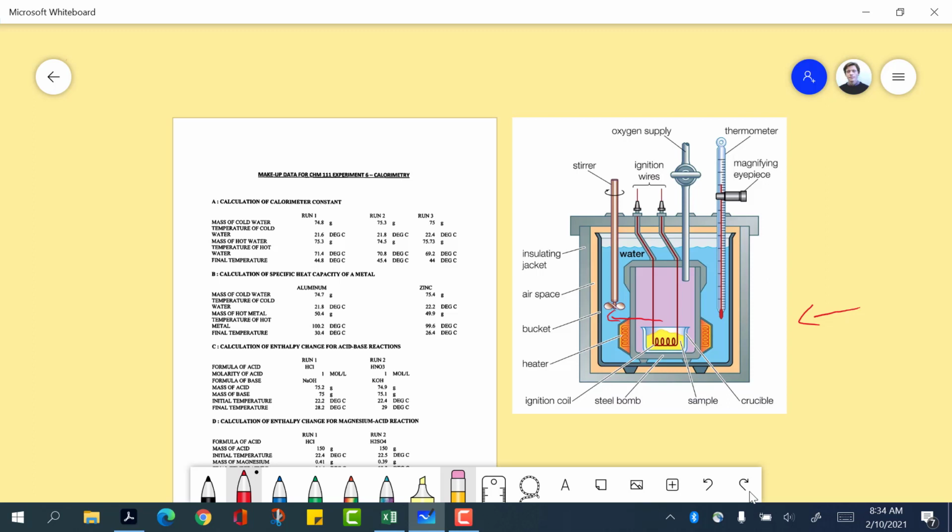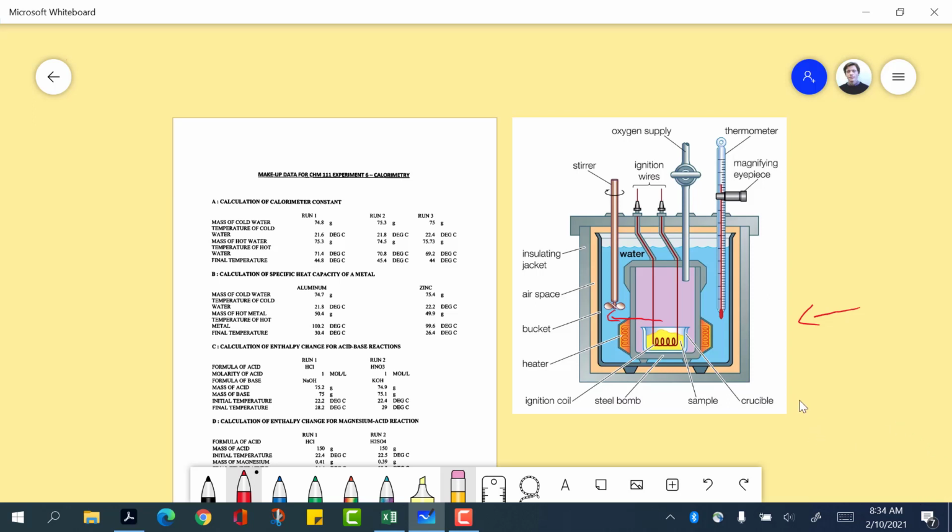But it's a constant volume process here, so the volume doesn't change. And in chemistry, work is always determined as pressure times change in volume. Since no volume change happens here, it's all inside this vessel, there's no work done, and it gives you an idea of the internal energy of a system.